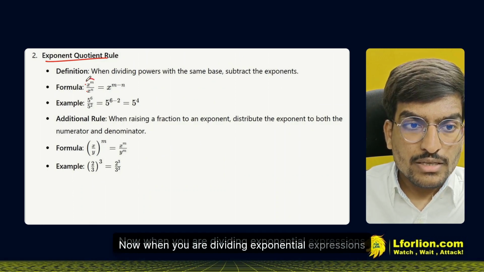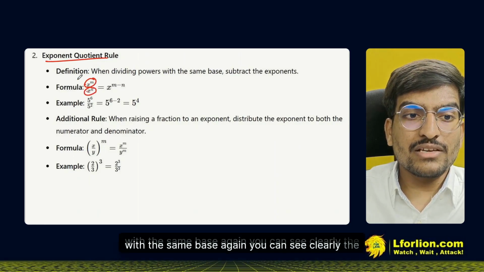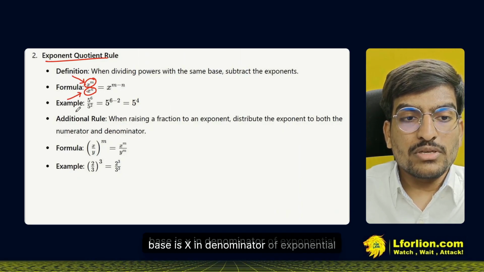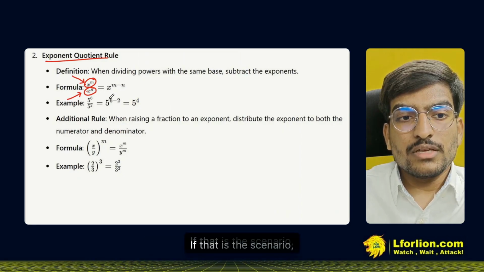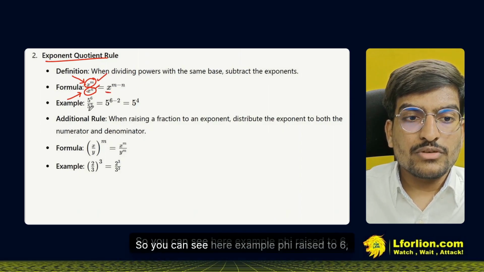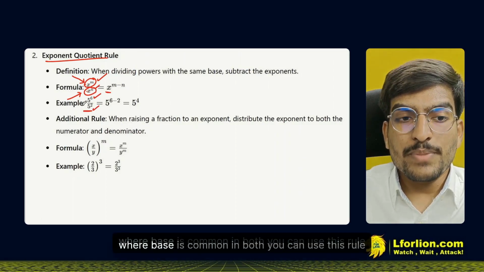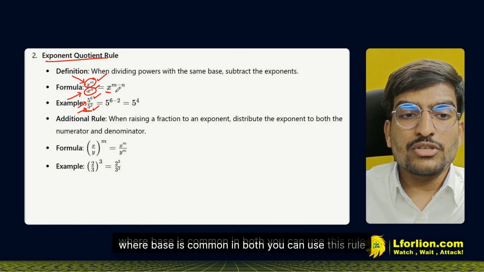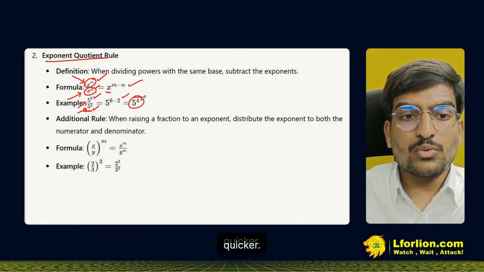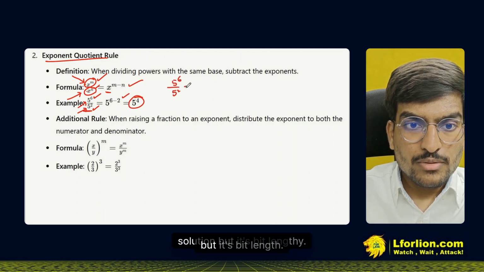When you're dividing exponential expressions with the same base, again you can see clearly the base is x in the numerator, and the base is x in the denominator of the exponential expressions. If that is the scenario, just subtract the exponents. So you can see here the example 5 raised to 6 over 5 raised to 2, where the base is common in both. You can use this rule and just subtract the exponents to get the result quicker. Or if you go the general way, you still get the solution, but it's a bit lengthy.